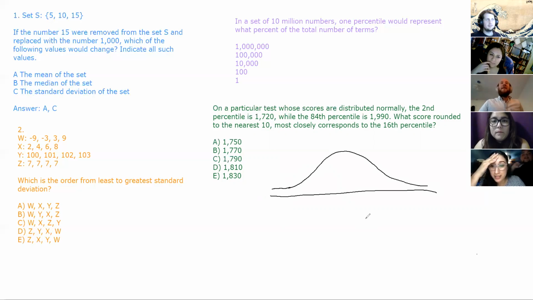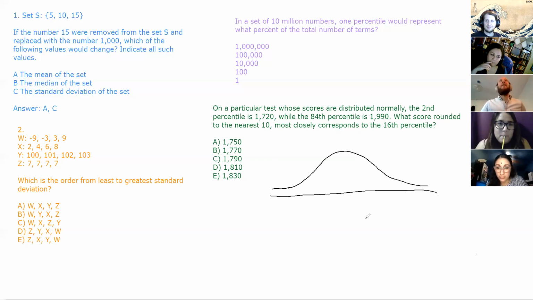So if it's normally distributed, wouldn't the 84th percentile be equivalent to the 16th percentile? They're the mirror image of each other, but they wouldn't be equivalent because it goes from low scores to high scores. Right, so the 16th percentile would be the lower scores, but it's evenly mirrored with the 84.